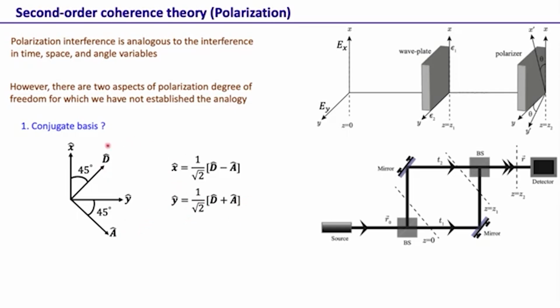We can have other bases as well. For example, we can have right circularly polarized bases and left circularly polarized bases. Those are also conjugate to xy. Okay, so that is the concept of conjugate basis here.